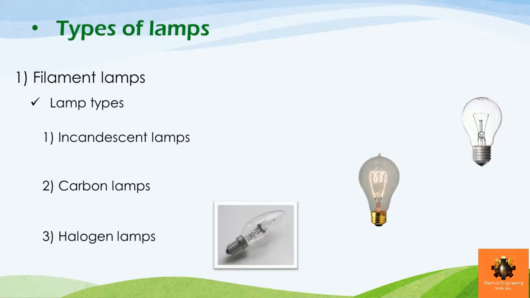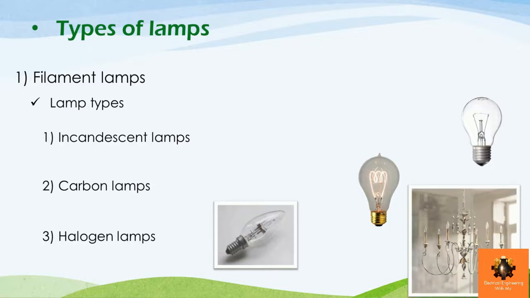And finally we have the halogen lamps, which differ in shape a little bit from the incandescent lamp and from the carbon lamps, and it's smaller in size than them. And we use it frequently in chandeliers due to its beautiful decorative shape that looks like the shape here.